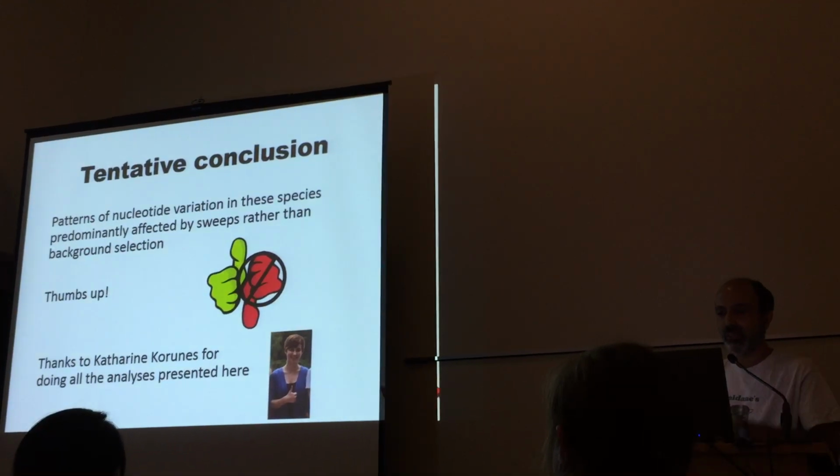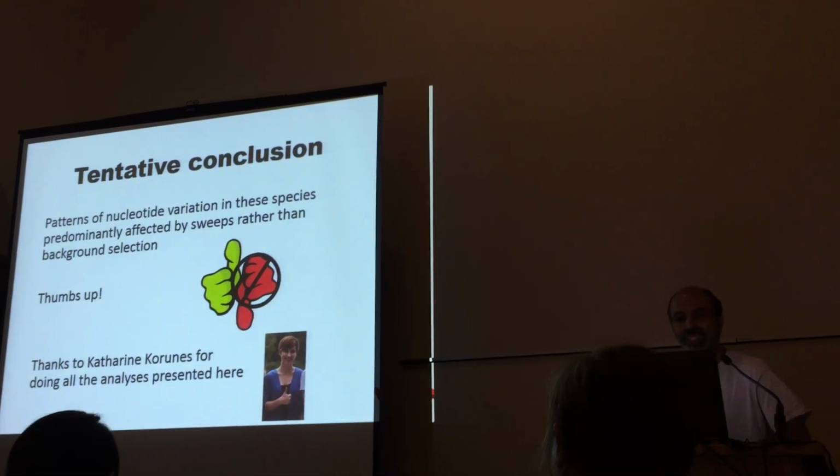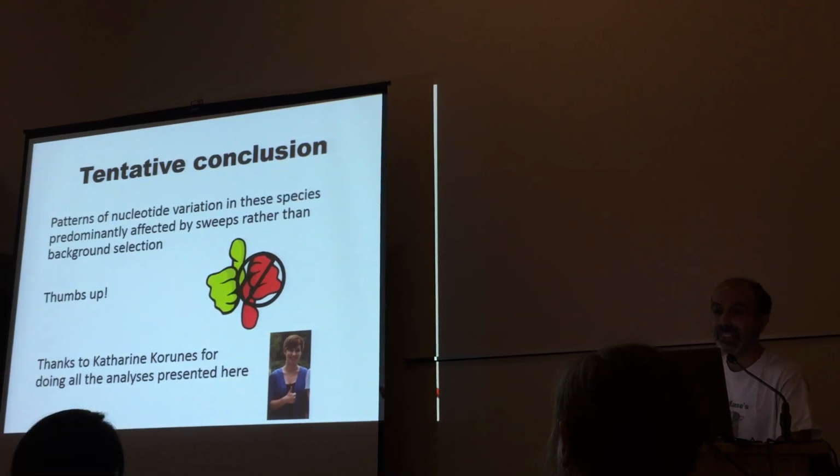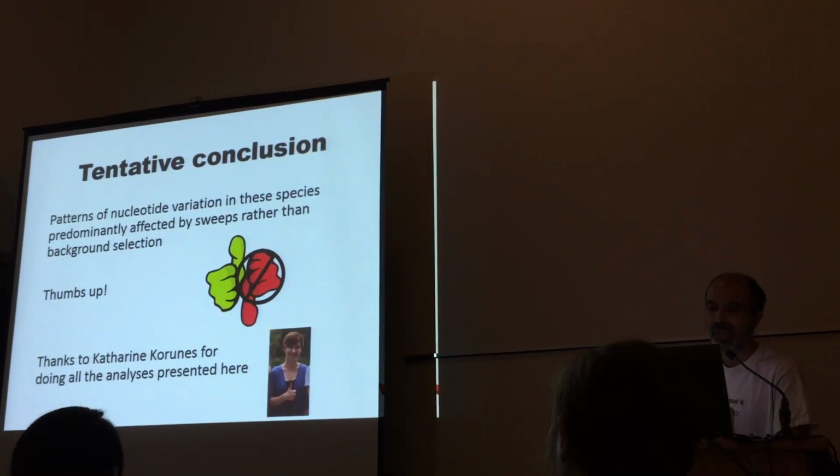So overall, the tentative conclusion goes with the thumbs up rather than thumbs down: that patterns of nucleotide variation in these species seem to be predominantly affected by sweeps rather than background selection.